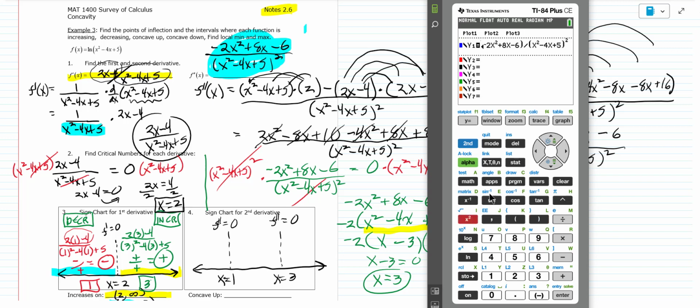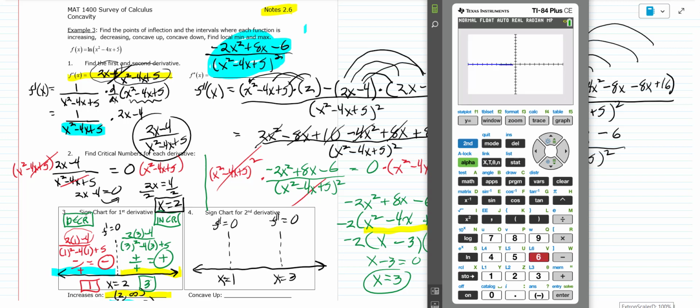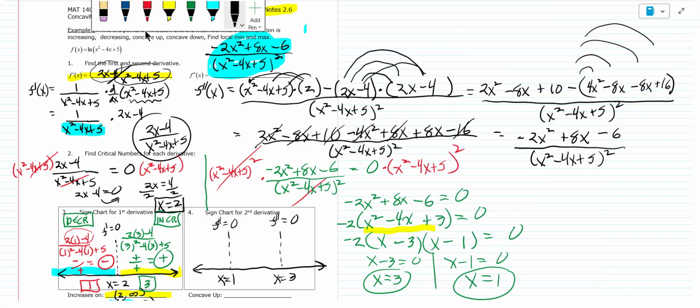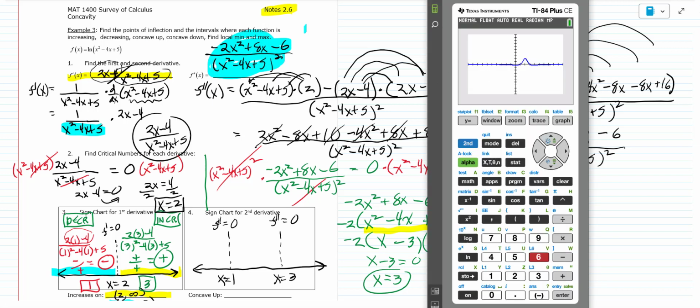So what we're doing is graphing the second derivative so that you can do this sign chart very fast. That way you don't have to plug in the test points and do all the arithmetic. That's just an alternative way of doing that. So I'm going to go ahead and just do zoom 6. That's going to give me the graph of the second derivative. This is a way to save a little bit of time.